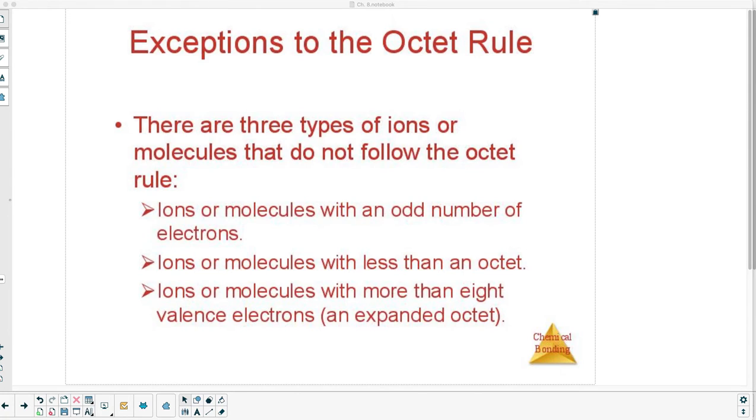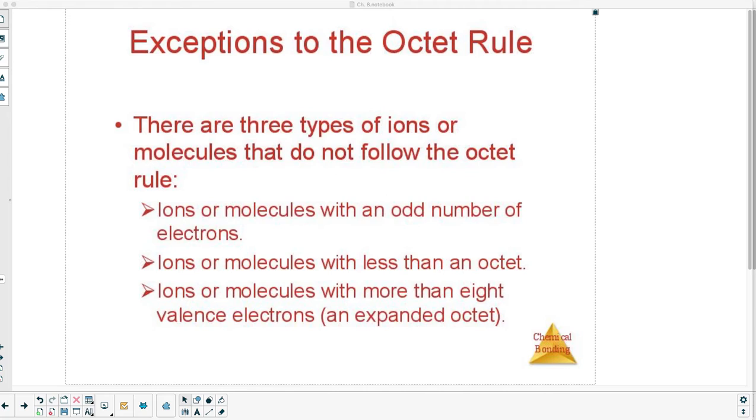All right, class, this is 8.7, 8.8. I think I can do this all on the same screencast. So let's get into exceptions to the octet rule. The two things we're going to be talking about are exceptions to the octet rule and covalent bond strength. There are three types of ions and molecules that do not follow the octet rule.